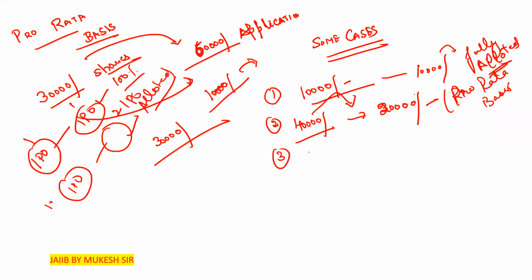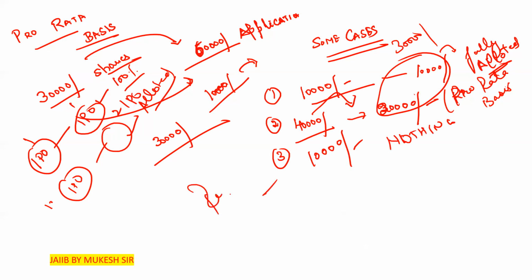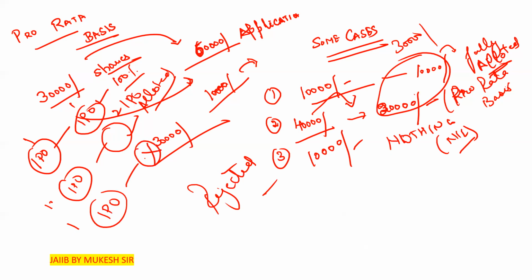Here we have 10,000 applications, but we have a total of 30,000 shares to be allotted. They have received nothing. They are to be categorized as rejected, that is nil they receive. They applied for the IPO and received nothing, so they come in the category of rejected. So please tell me now.